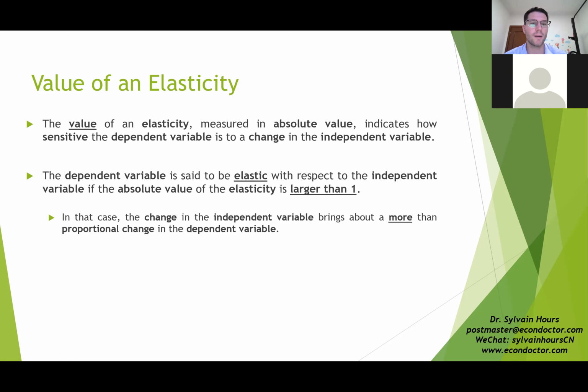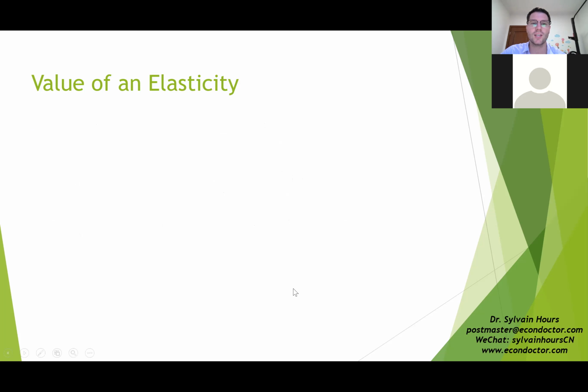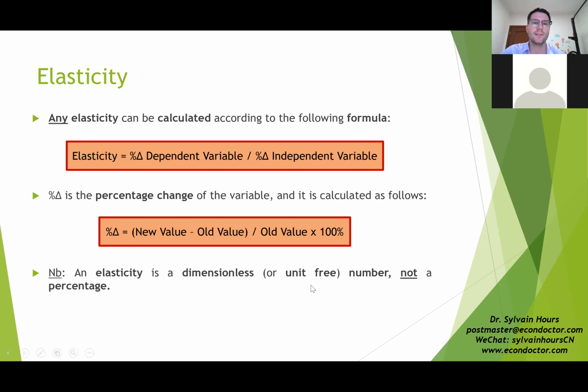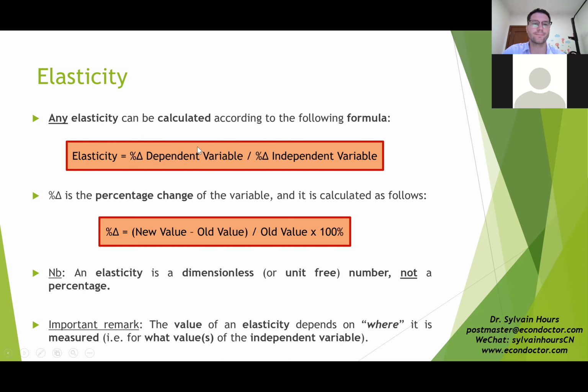It's important to remember that we are always talking about proportional changes in percentage. And it's easy to see that your elasticity is going to be greater than 1 if the percentage change in the dependent variable is greater than the percentage change in the independent variable. It doesn't matter if there is a positive or negative relationship. In both cases, you will end up with an elastic dependent variable.